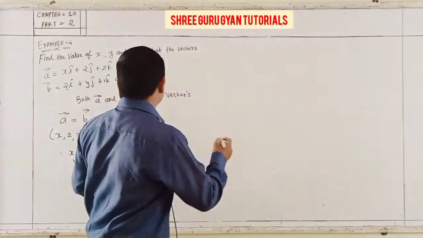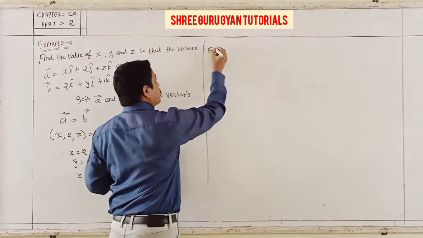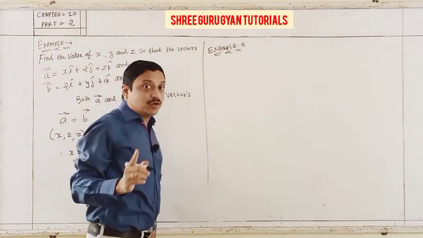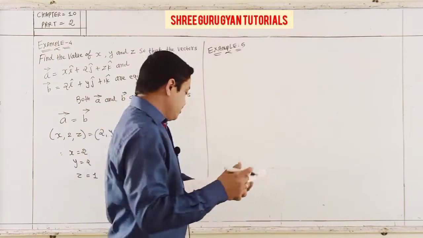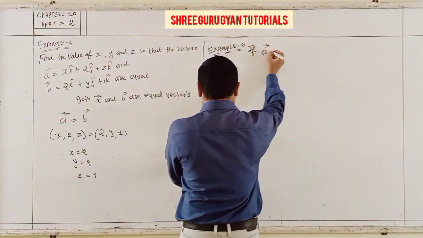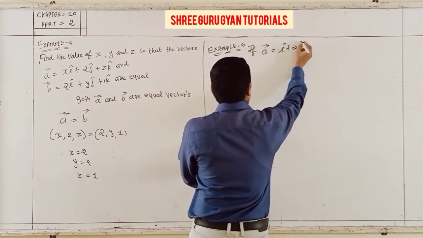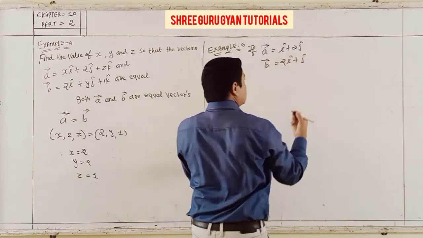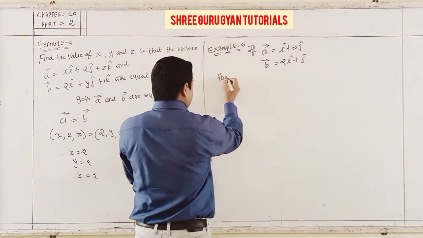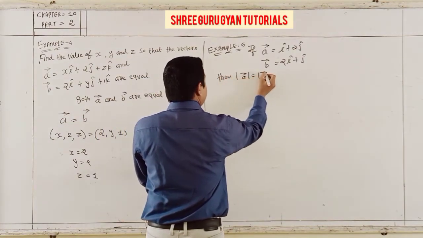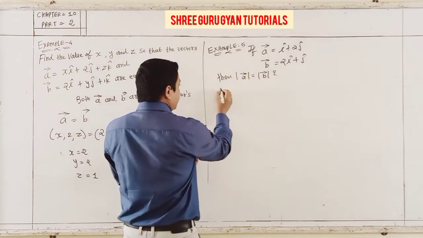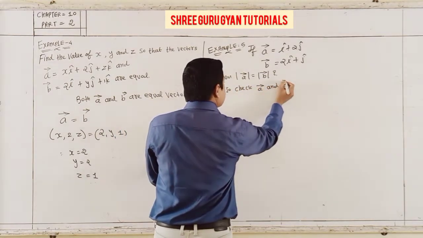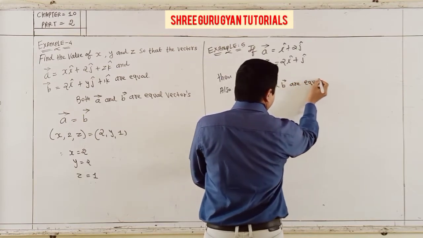Now continue, students, example number 5. Example 5 is also related to equal vectors. If a and b are given, vector a is i plus 2j and vector b is 2i plus j, then check whether magnitude a is equal to magnitude b. Also check whether a and b are equal vectors.